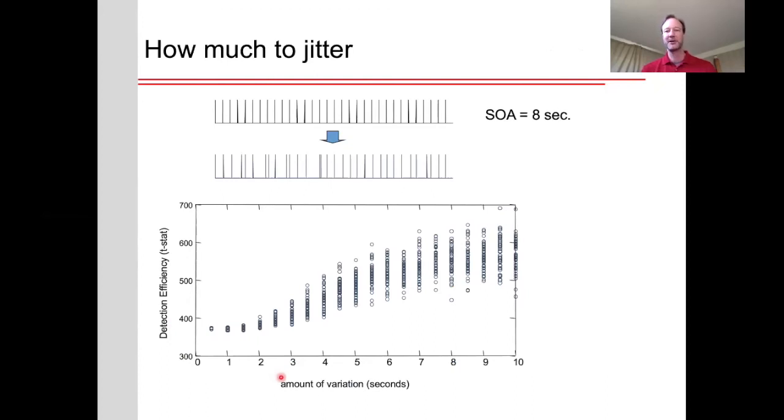However, still some people want to think of the first one, that is, how much do you need to vary things? So here I've just simulated what goes on with, in this case, going from a constant SOA of 8 seconds and jittering it by varying amounts. And what you can see here is that the more you vary it, the better your detection efficiency. It plateaus at about 8 seconds, in this case, basically when you've completely randomized those timings. That is, when it goes from a constant 8-second interstimulus interval or SOA to varying plus or minus 8 seconds. This is assuming that we keep the number of stimuli the same.